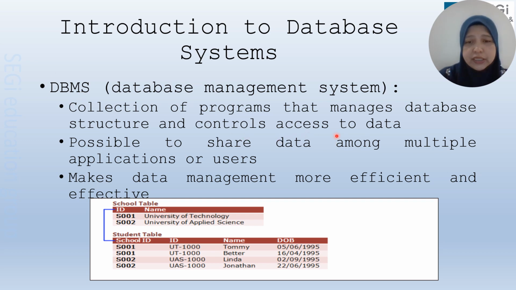Why do you need to control the access of the data? Not all data should be accessible to all users. For example, salary data can only be accessed by HR people. Sales data can only be accessed by sales people. So you have to have an access right to extract or retrieve the data. It is possible to share data among multiple applications or users. When you have a DBMS, it allows the data to be shared among multiple applications, and this makes data management more efficient and effective.